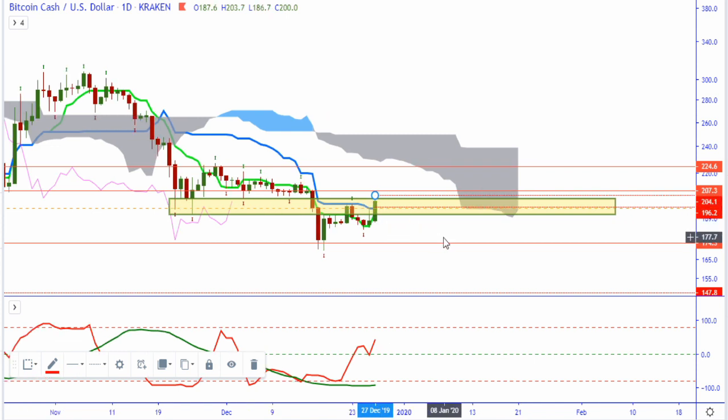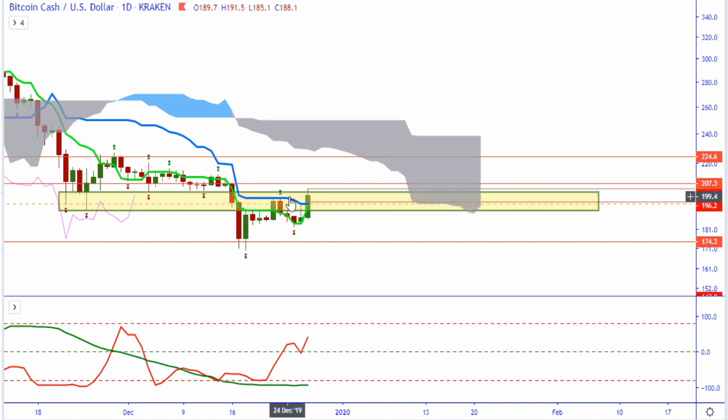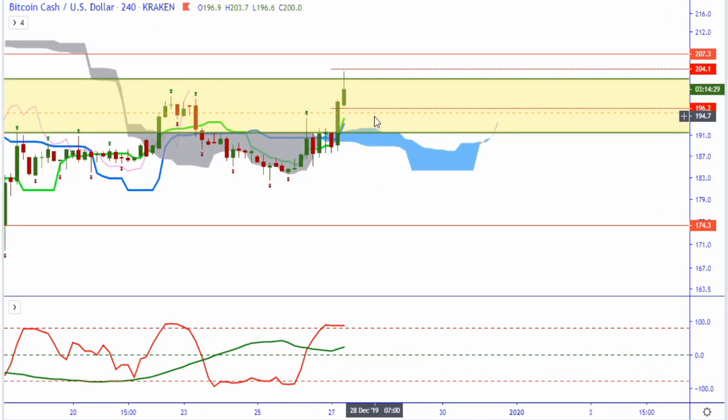All right, so that's what I'm looking at here. You do have a little resistance, as I said, at 207.3, but I'm thinking if we don't get through this point here, this fluctuation level, this trend is going to continue to the downside, and it's already being rejected on the 4-hour time frame, as you can see.